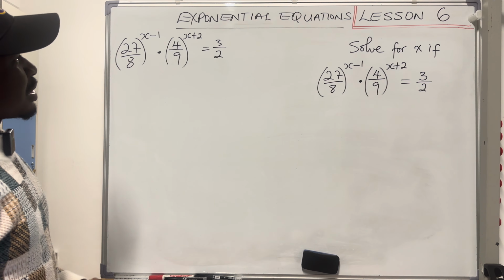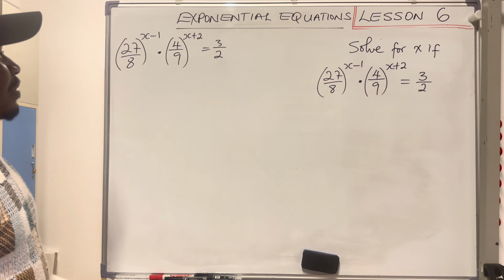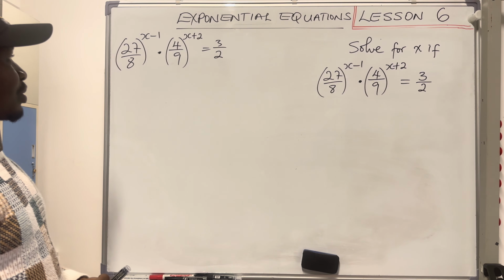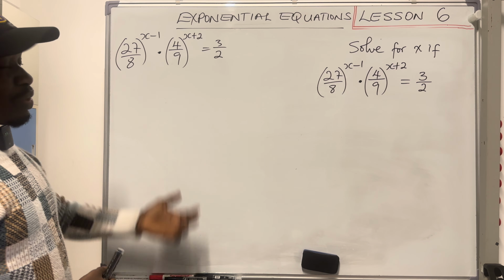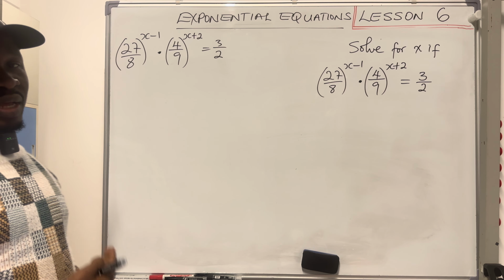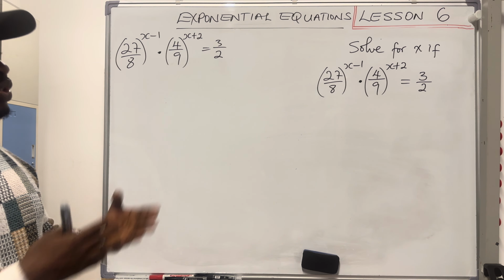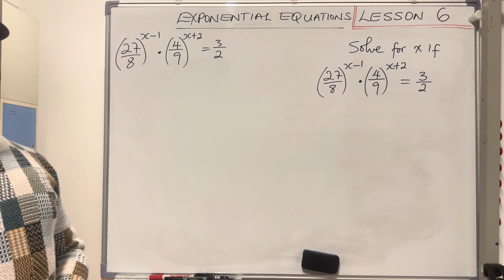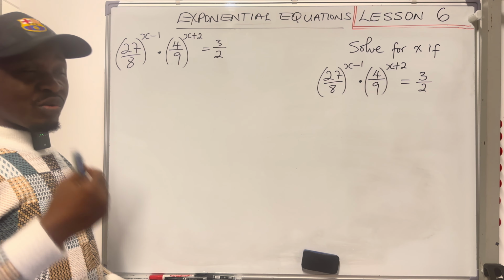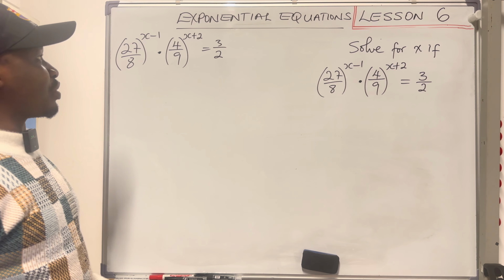First of all, we need to understand that the x we want to find appears as a power. That tells you that this is an exponential equation. The examiner may not say solve the exponential equation. The examiner will only say maybe solve for x or solve the equation. But whenever the unknown is the power, we call it an exponential equation or exponential function.